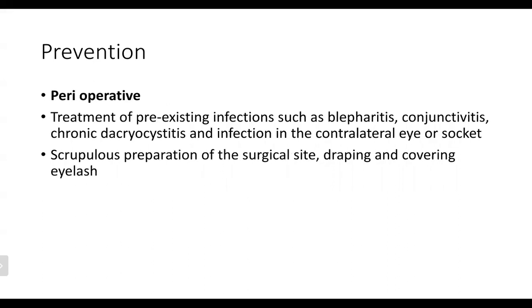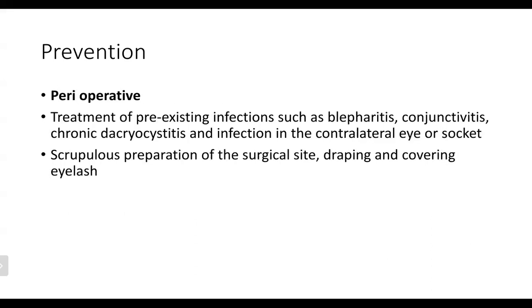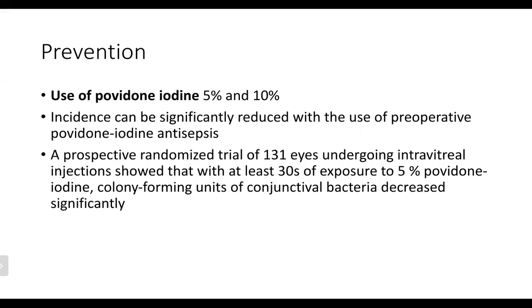And then perioperative prevention, like treatment of any pre-existing infections like blepharitis, conjunctivitis, dacryocystitis, and infection of the contralateral socket. There should also be scrupulous preparation of the surgical site, with 5% povidone iodine in the conjunctival sac, 10% on the skin, and then adequate draping. The eyelashes should also be draped. Use of povidone iodine, several studies have shown its benefits. It significantly reduces the incidence of post-op endophthalmitis.